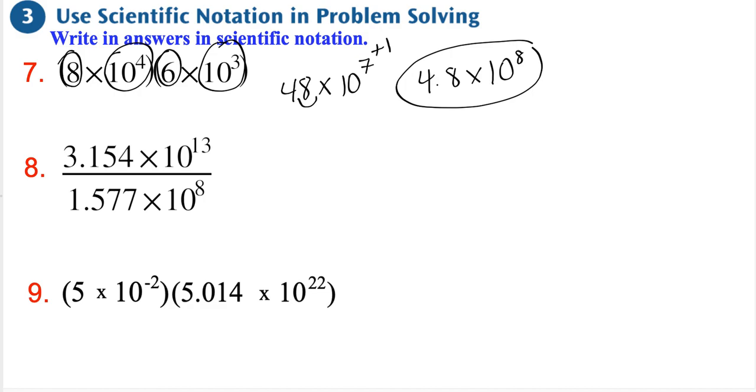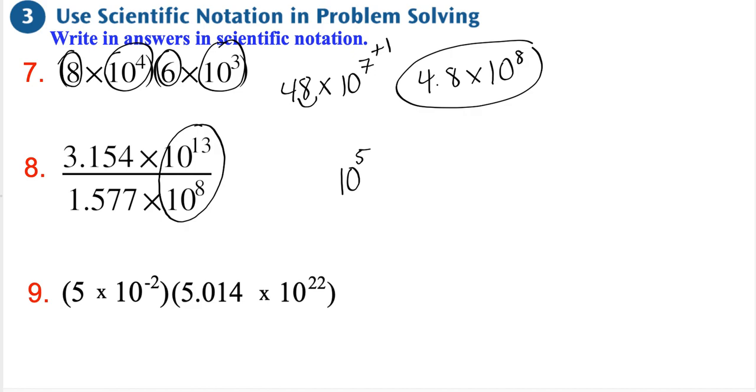Okay? Looking at number 8. What are the rules that we use for exponents when we are subtracting? So I'm talking about these right here. So 10 to the 13th over 10 to the 8th. What are you going to do with those exponents? Well, we're dividing, so we subtract the exponents from the larger one. So it's going to be 13 minus 8. So we'll have 10 to the 5th.